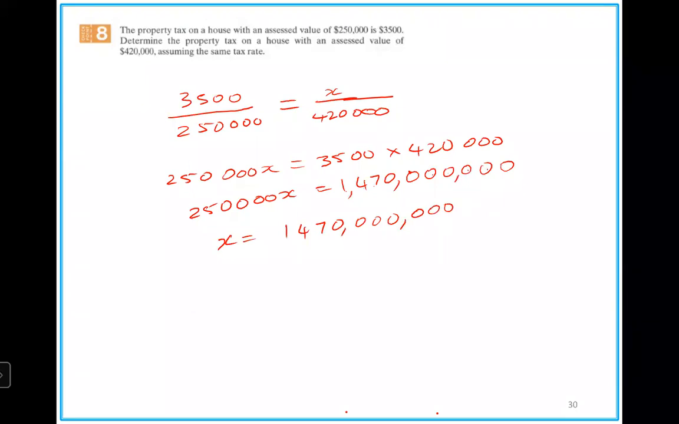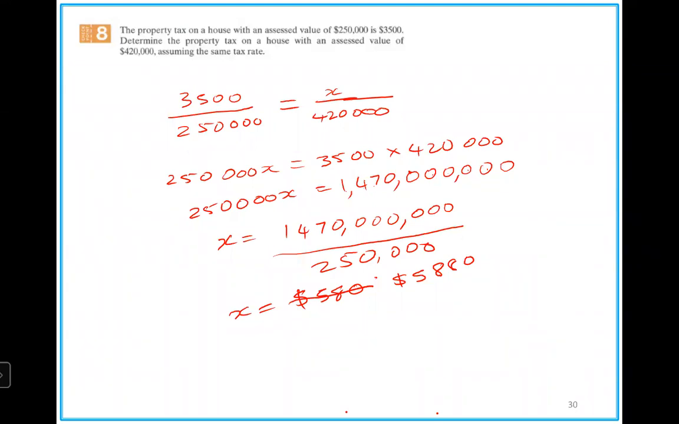1,470,000,000 divided by 250,000. So X is equal to 5,880. $5,880. Okay. So you finish out by saying the tax rate for a house of value $420,000 is $5,880.